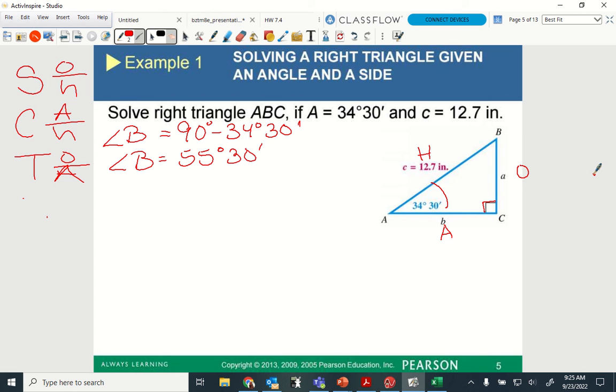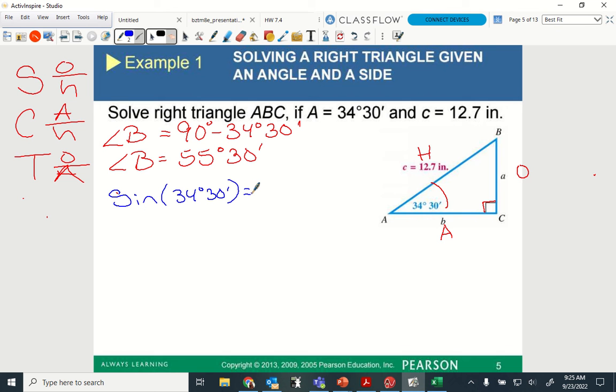Now, when I do this and solve, I can only have one unknown value when I do my math. So I can't have two unknown values. I cannot use A and B together. I have to use at least the known value of my hypotenuse. So let's set it up saying I'm going to use sine. So it's the sine of what angle? A. Yep. But do I have a value for A? 34 degrees, 30 minutes is equal to opposite over hypotenuse.